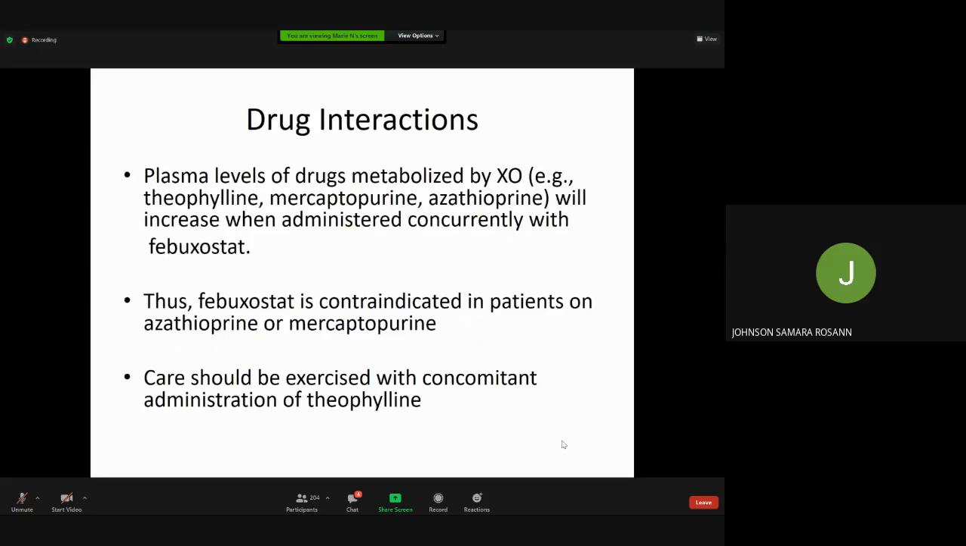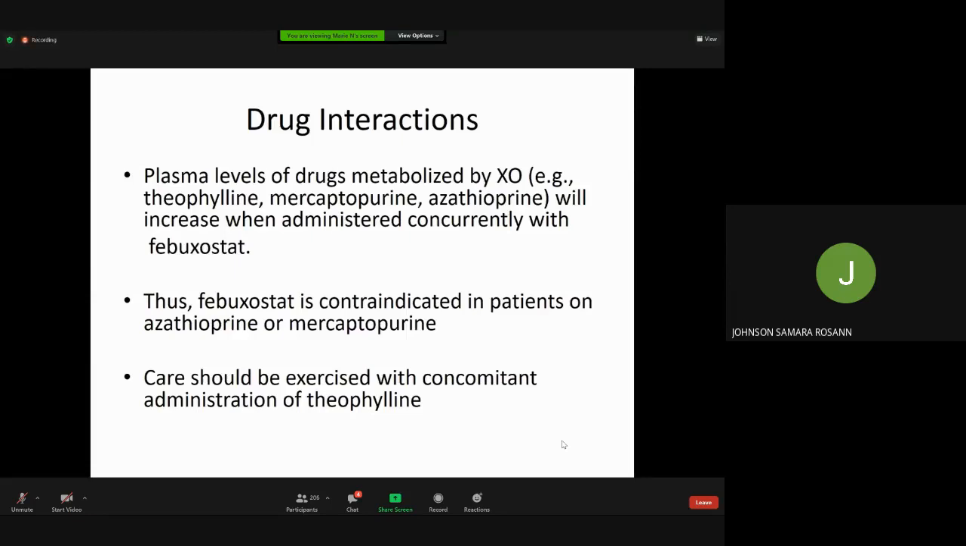For the drug interactions of febuxostat, any drug that is metabolized by xanthine oxidase will have a drug interaction. This includes theophylline, which is used in asthma. You have mercaptopurine and azathioprine. These are drugs whose metabolism involves xanthine oxidase. So obviously, if you give them with a xanthine oxidase inhibitor, the levels of these drugs will increase because they will have less metabolism.